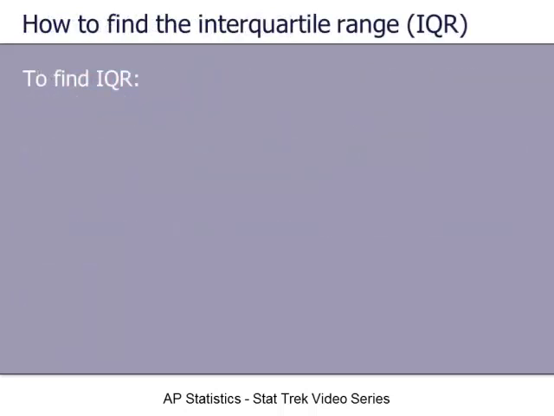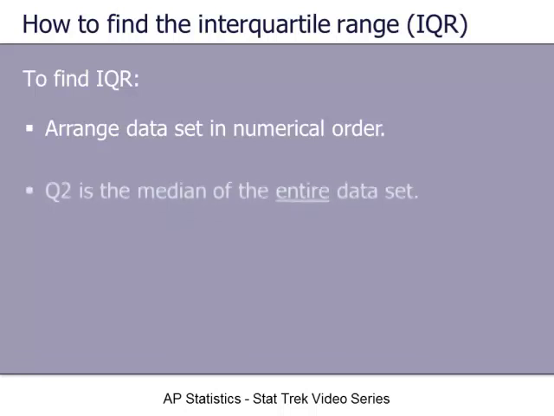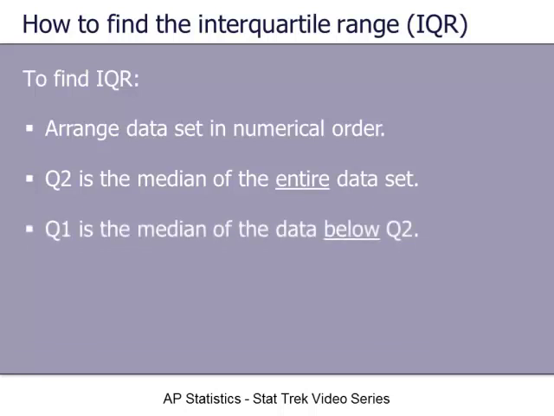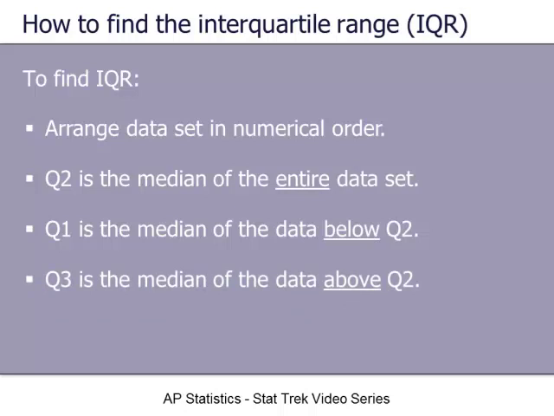Here's how to find the interquartile range. First, arrange the dataset in numerical order. Then define the quartiles. The second quartile, Q2, is the median of the entire dataset. The first quartile, Q1, is the median of data below Q2. The third quartile, Q3, is the median of the data above Q2. And finally, the interquartile range is equal to Q3 minus Q1.